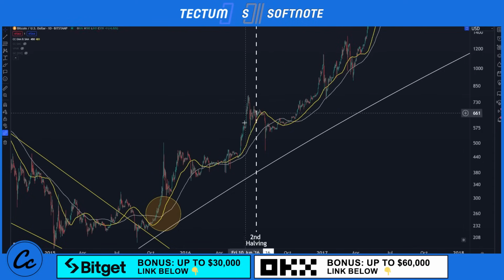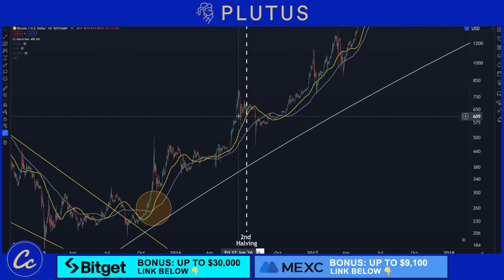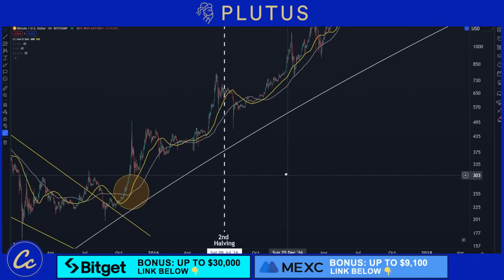Okay, so we can see here back in 2016, we did drop after this halving event. This move to the downside was about 32%. Okay, it's going to vary depending on the market conditions and all that kind of stuff, but very much so we had this bullish cross right here on the 50 moving average and the 100 moving average. This led us up towards the Bitcoin halving event.